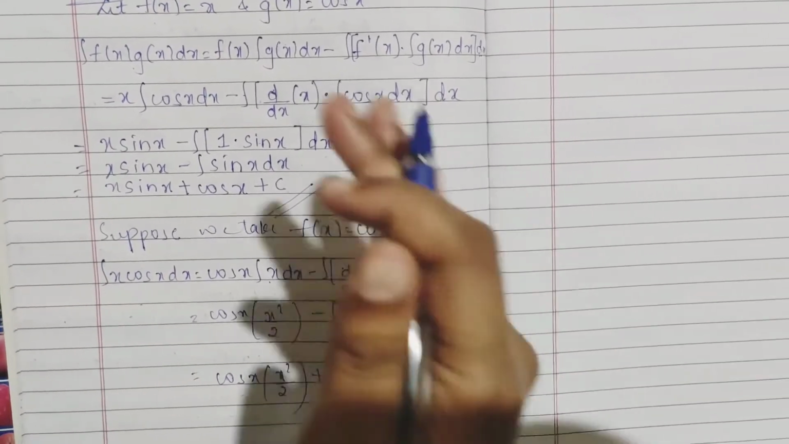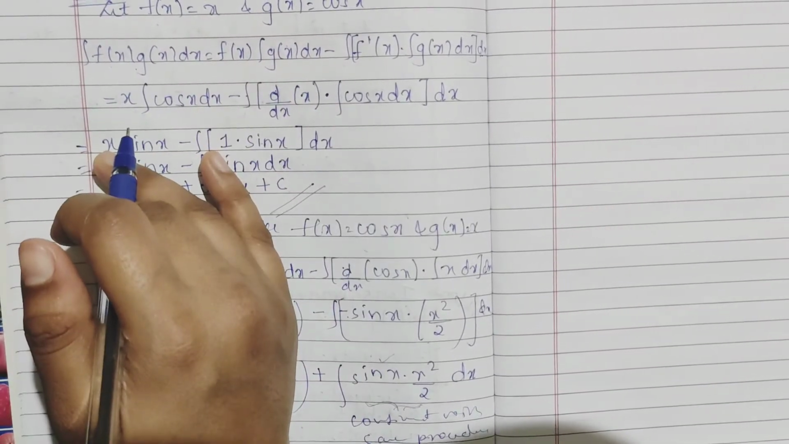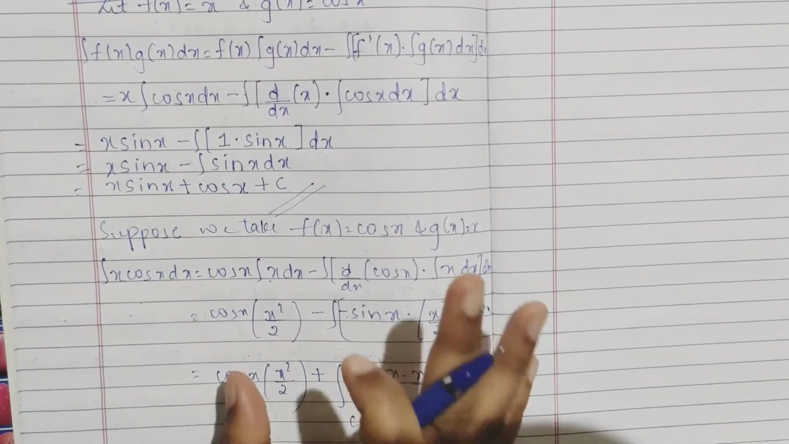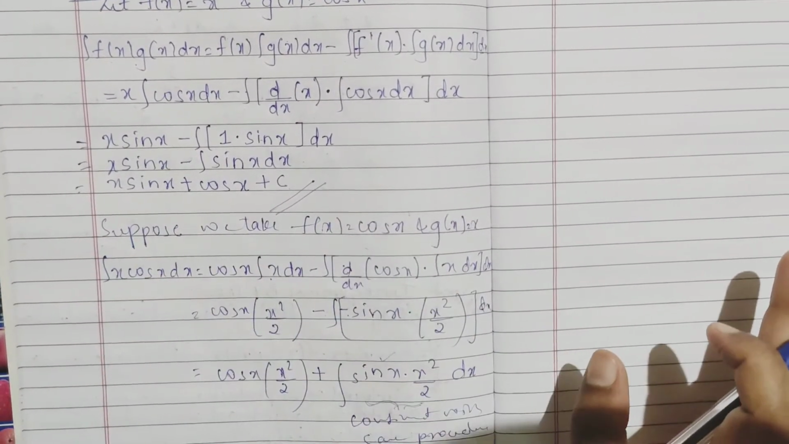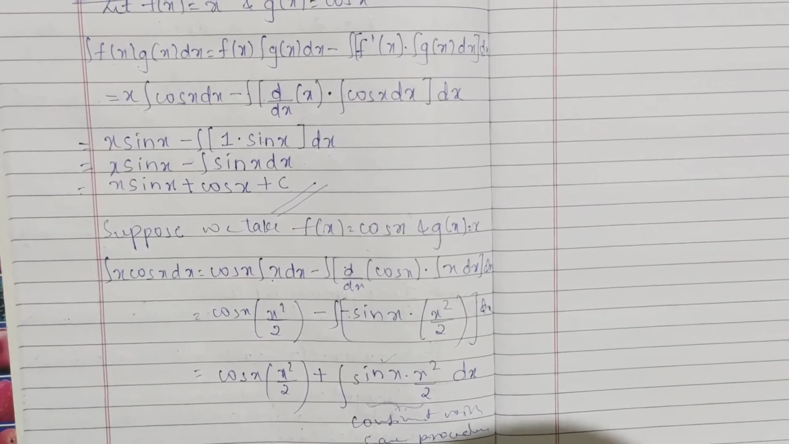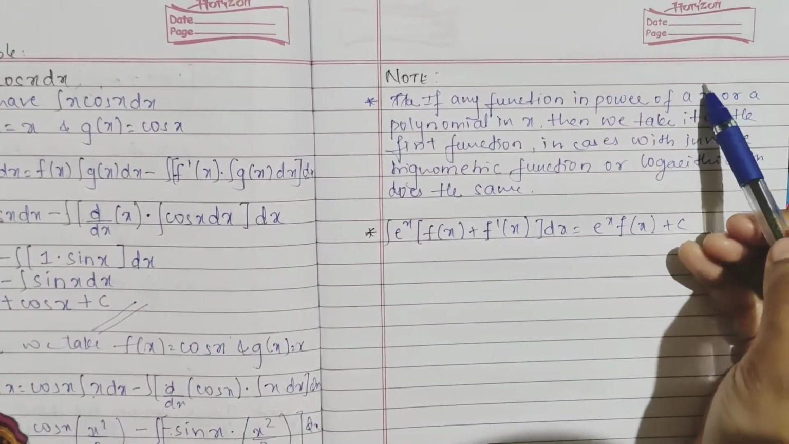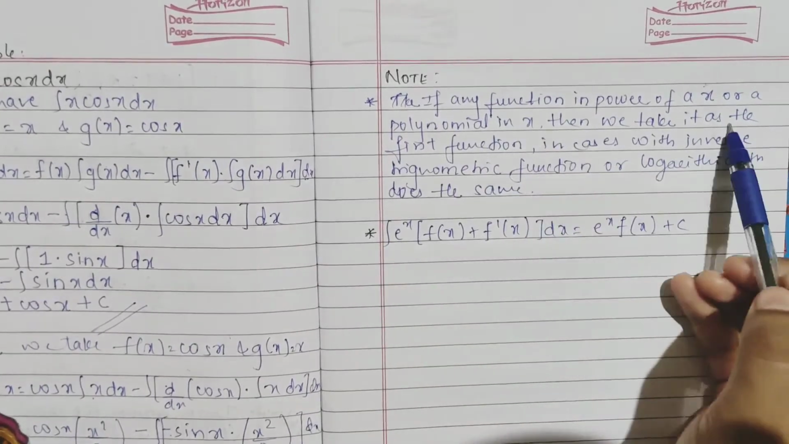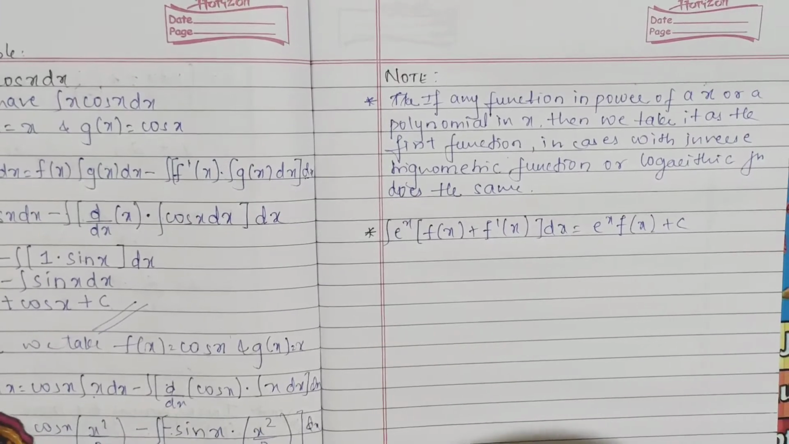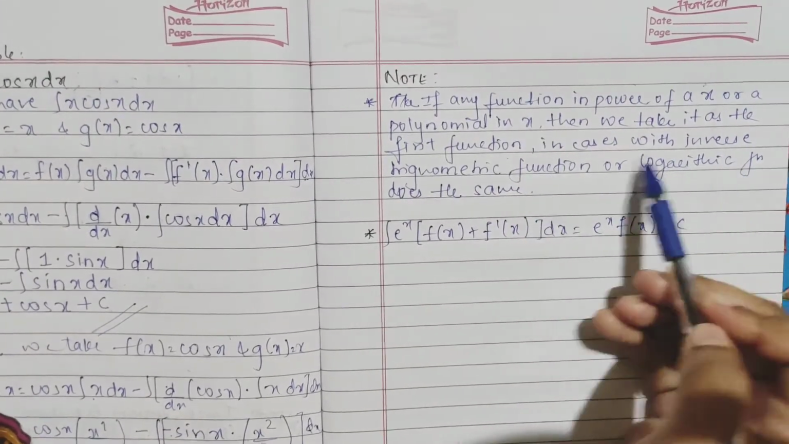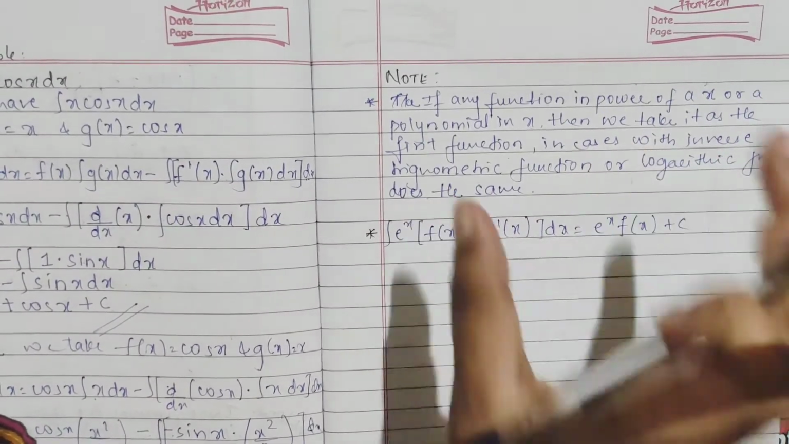So for that case, when you have polynomials, logarithmic, or inverse trigonometric functions involved, take that as your f of x and take the remaining as your g of x. Okay, take this as a note. As I said, you can take a power of x or polynomial x as the first function. If you have a polynomial x, inverse trigonometric, or logarithmic function, then we take that as the first function. You can take it as a note.